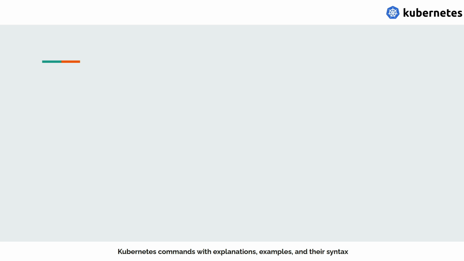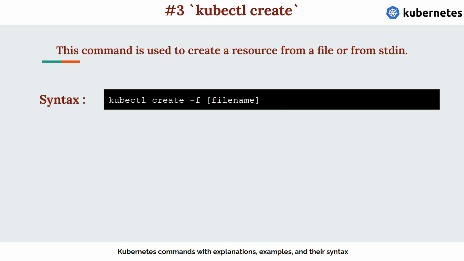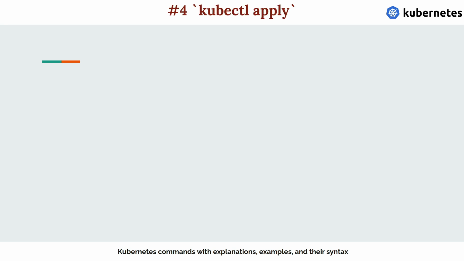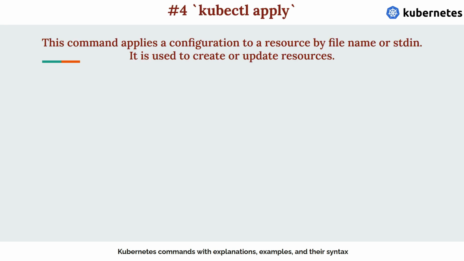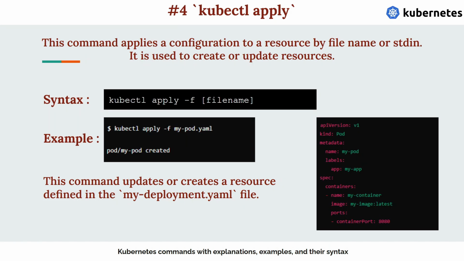Next command is kubectl create. This command is used to create a resource from a file or from stdin. Let's see the syntax. The usage of the kubectl create command starts with the kubectl create keyword and file name. Next command is kubectl apply. This command applies a configuration to a resource by file name or stdin. It is used to create or update resources. Let's see the syntax. The usage of the kubectl apply command starts with the kubectl apply keyword and file name. This command updates or creates a resource defined in the my-deployment YAML file.